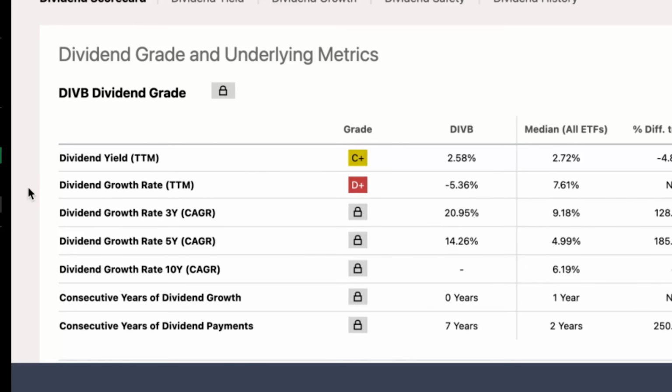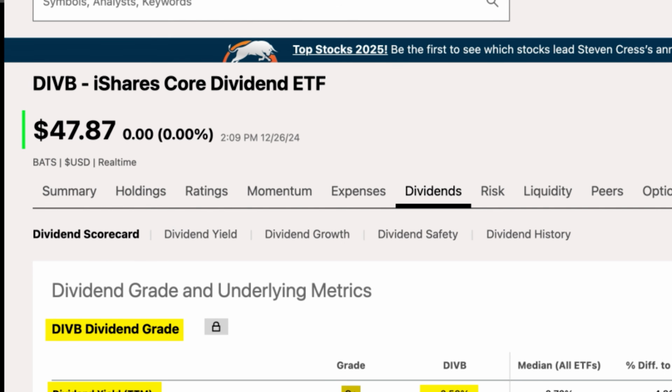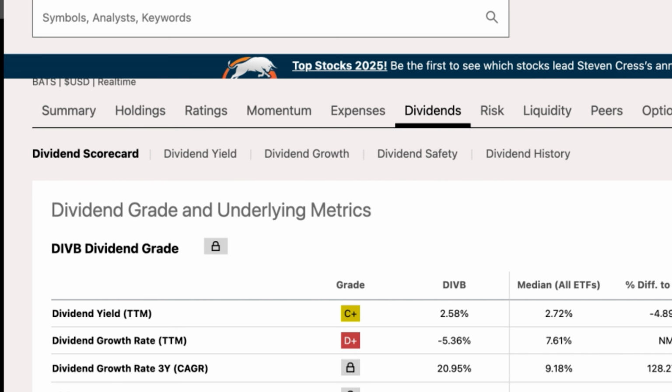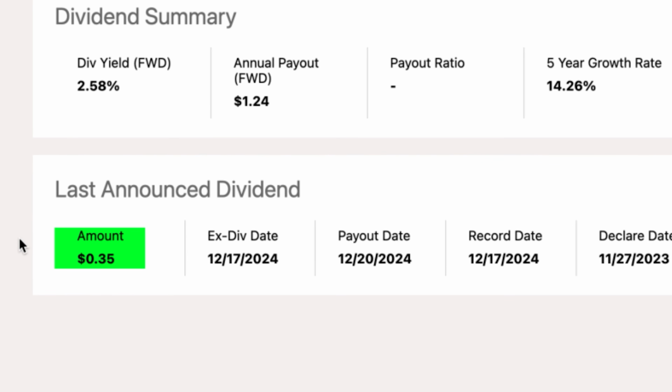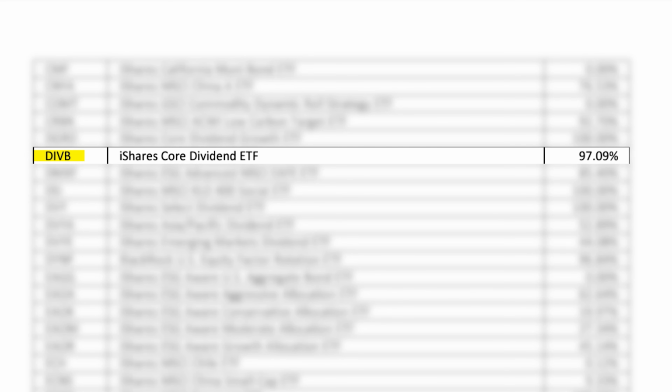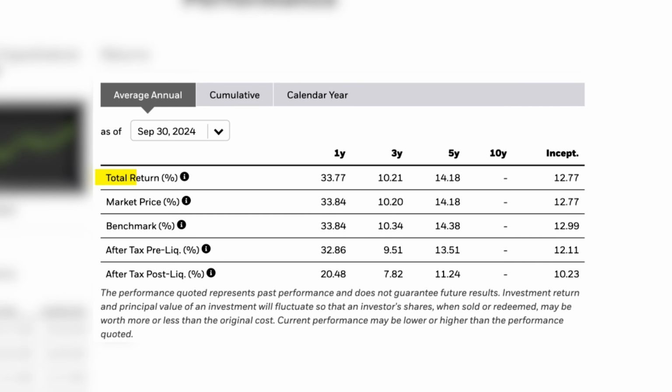And when it comes to dividends, DIVB has a 2.58% dividend yield over the past 12 months, but has also declined its dividends by a rate of 5.3% over the same period. This means that with its current share price of roughly $48, every quarter it pays out a 35-cent dividend. But for DIVB, the qualified dividend income percentage that was reported in 2023 was stated to be 97% rather than FDVV at 74%.